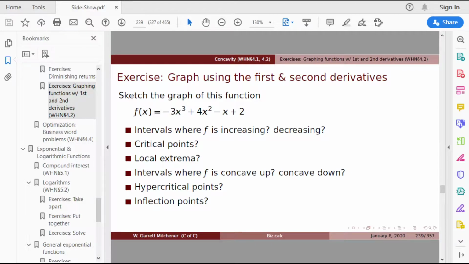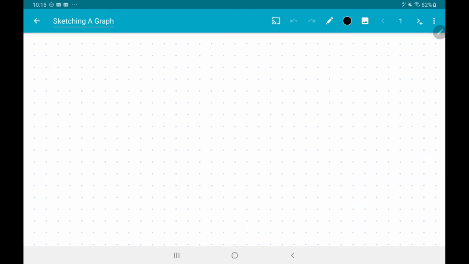So that's the intervals where f is increasing or decreasing, to locate the critical points, and then to classify the critical points as local maximum, local minimum, or neither. Then in a follow-up, I'll do the second derivative information. So to get started, I'm going to copy the problem.